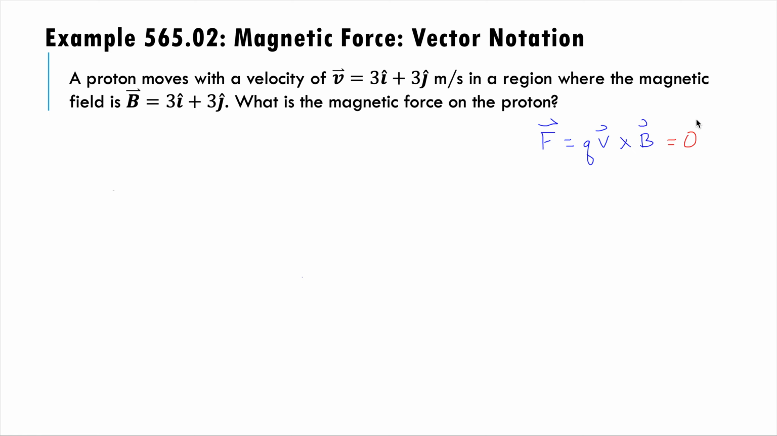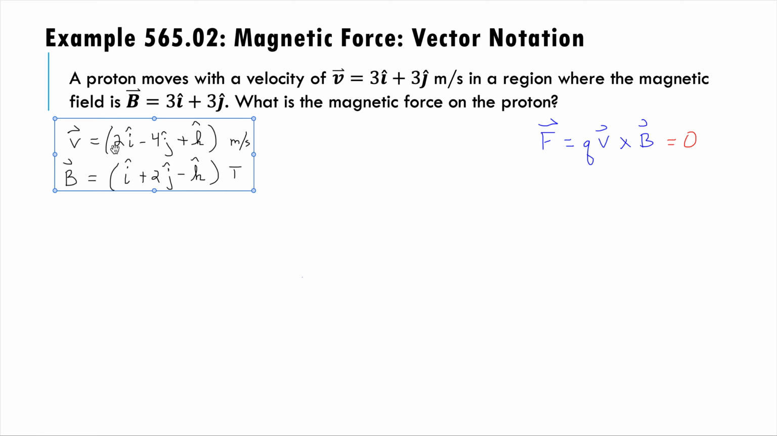So I want to go ahead and change up the problem a little bit so that we could practice using the cross product. Here are the new numbers. v equals 2i minus 4j plus k meters per second, and B equals i plus 2j minus k teslas. Now let's go ahead and use the cross product and find the force on the proton.